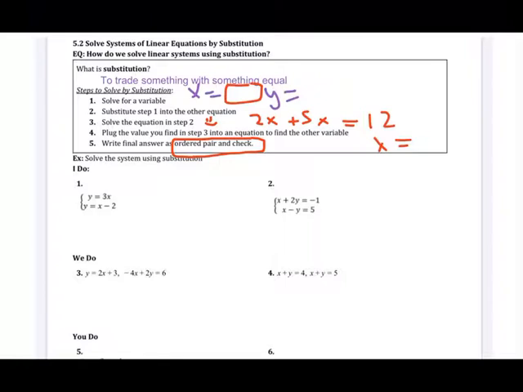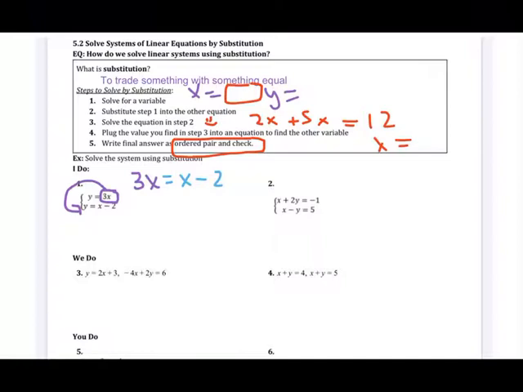On number one, step one is already done for me. I already have a variable that is solved for. This says y equals 3x. In fact, the other one also says y equals. So what I'm going to do is take 3x and plug that into the second equation for y. So I'm blowing the whistle. I'm saying, hey, referee, I need to make a substitution. 3x is going to go in for y. That substitution is going to happen, and now game resumes. So now we're going to solve this equation.